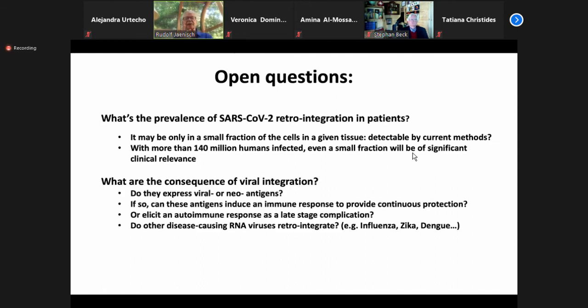So what are the consequences of viral integration? This is no speculation. I think the key thing is, do they express viral or neoantigens? And we do not know. If they express a viral antigen, could this give you continuous protection? Or could it elicit an autoimmune response, such as in the late complications? Do other disease-causing RNA viruses, influenza, Zika, dengue, and so on, also retrointegrate? I believe any RNA is subject to this integration if LINE-1 is introduced.